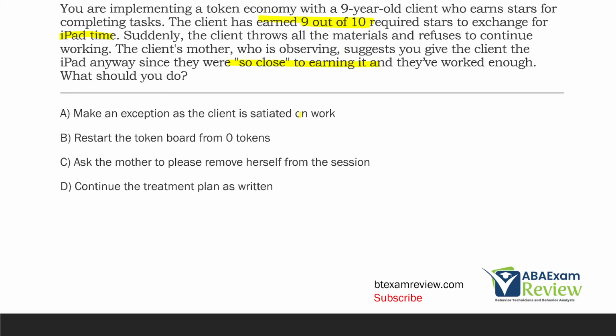B, restarts the token board from 0 tokens. It's not what the token economy is, right? We're not restarting the token economy. We're going to work until we meet the required number of tokens and then give the backup reinforcer.